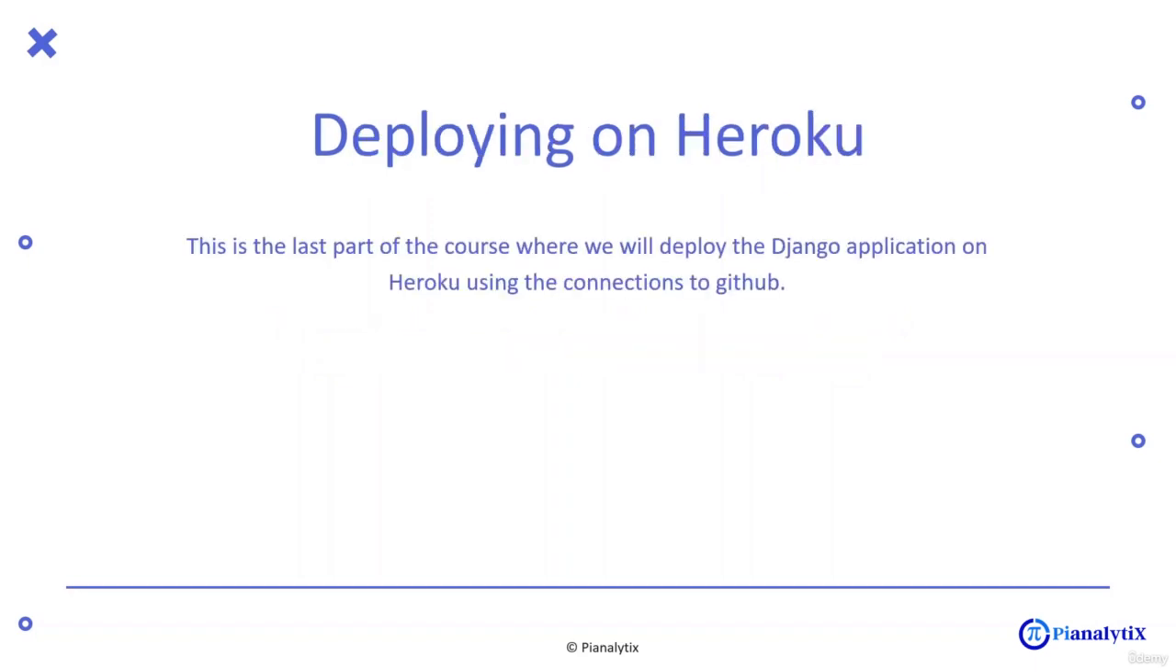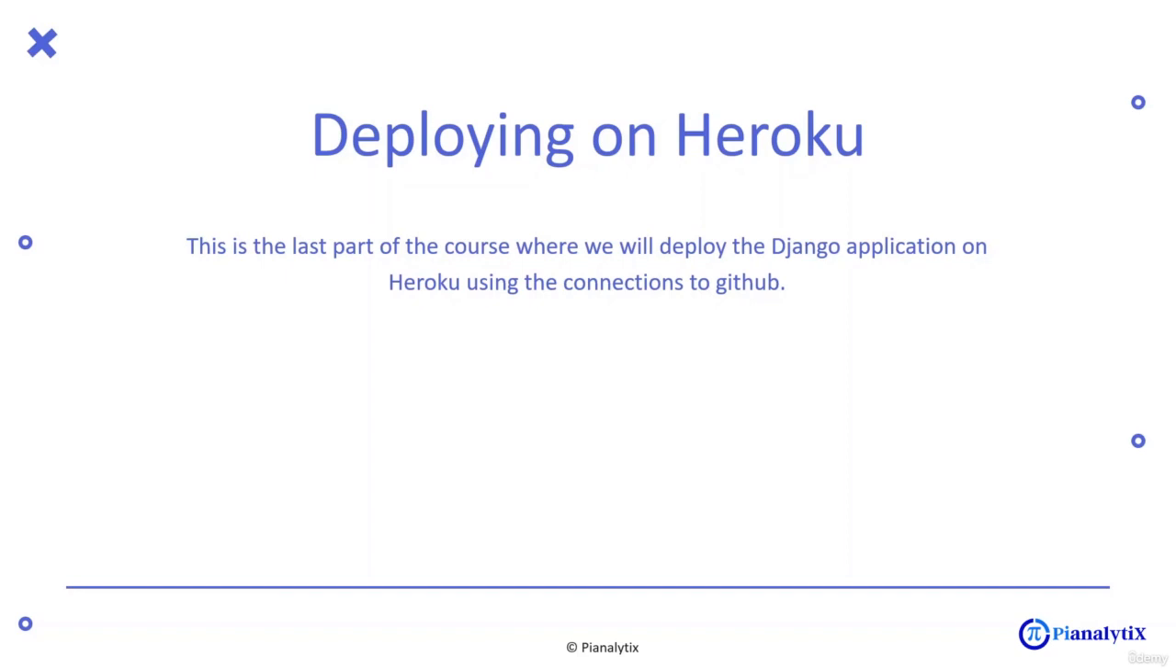Now this is the last part, that is deploying our web app on Heroku. We will be deploying our Django application on Heroku using the connection to GitHub. I will tell you exactly how I'm going to do this, and that will be covered in the third part of the course.